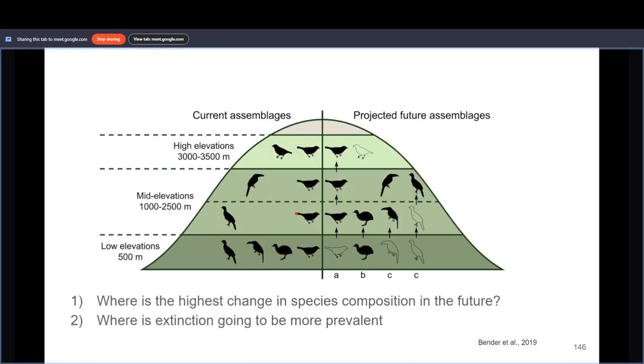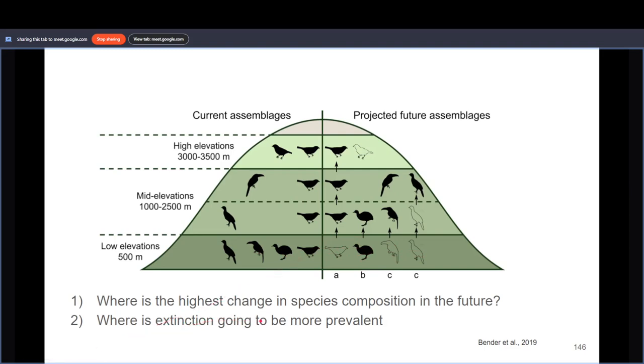Oh, I don't think you can see my cursor. Yeah, so from the lowest level you have 4 species. Out of 4 species only 1 is remaining, and then out here you have, out of the 4 species, 5 species. This species has moved up, though it is still present here. And at the highest level you have 1 species, the species that is extinct, and the species that is still existing, right? So the highest change in species composition in the future is seen in the lowest elevation, where the most number of species have become extinct, right?